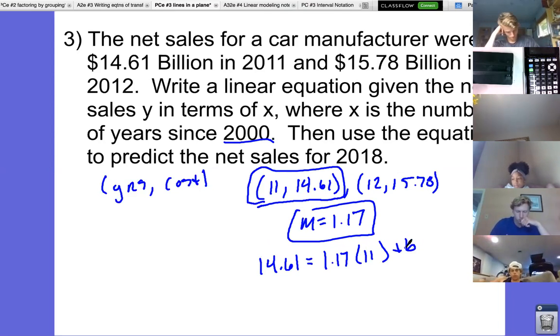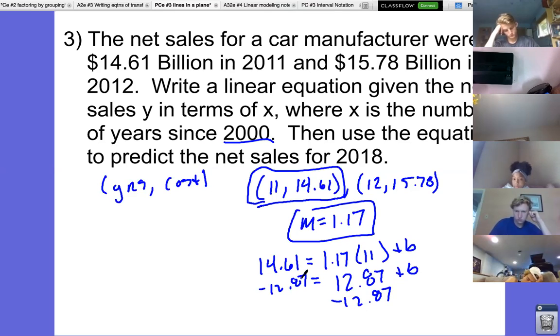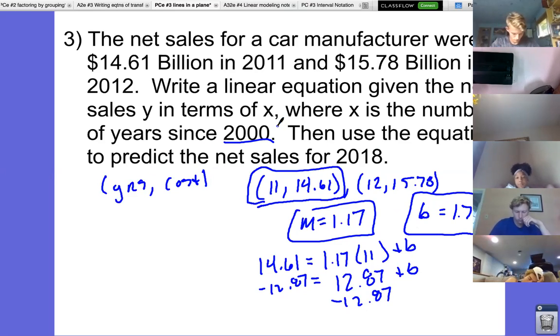And now we can do that. So 1.17 times 11, and this looks better. So subtract that from both sides. 14.61 minus 12.87 is 1.74. So make sure that you guys read the directions all the way through before you start doing that.